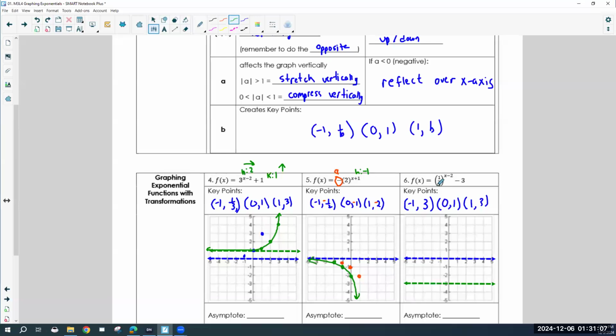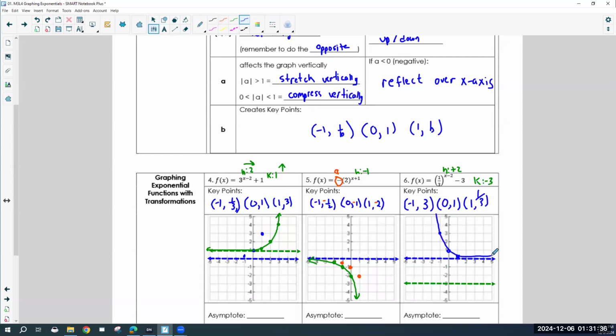Okay. The last one, again, just doing h and k. So just to get back to the idea that h and k, this would be +2. Remember, opposite h, k is -3. So my key points would be what you see here. I don't have an a to change them. So -1, 3, 0, 1, and then 1, 1/3. Made a little boo-boo there, forgive me. 1, 1/3. Okay, so then we would scroll.